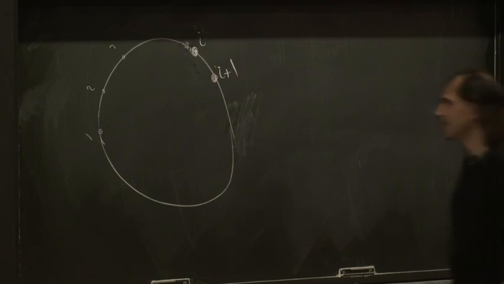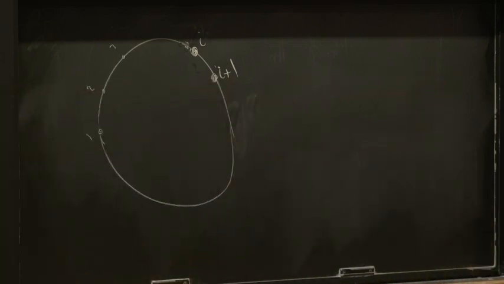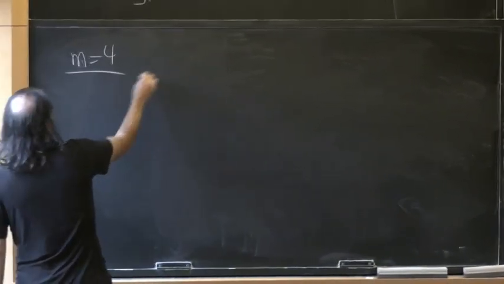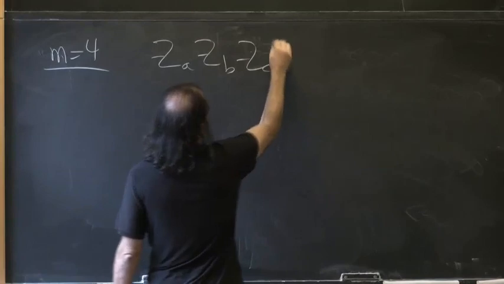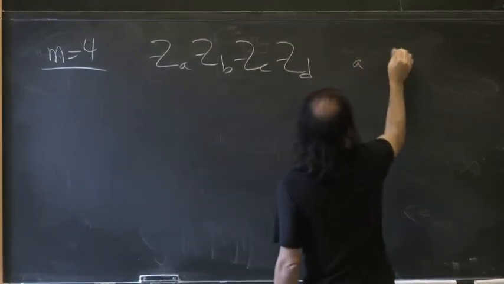Now let's do it for the cyclic polytope. And I'll leave you to do it for the odd m case. I'm going to jump to the even m case. So let's do it in the next case, m equals 4. Okay, so now we can't visualize anything. But now I want to see, is ZA, ZB, ZC, ZD a facet?